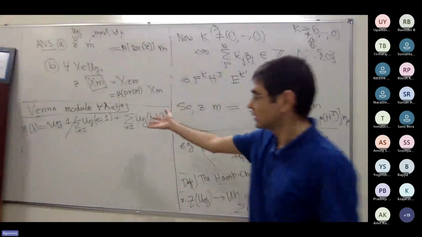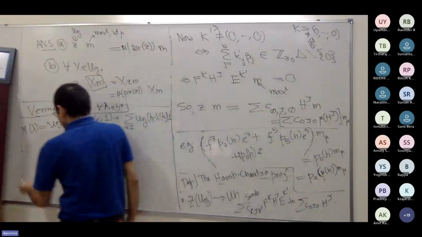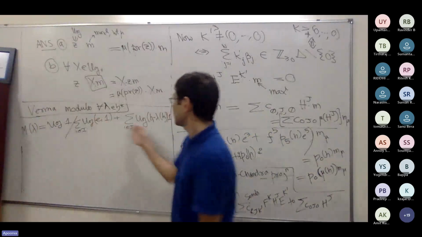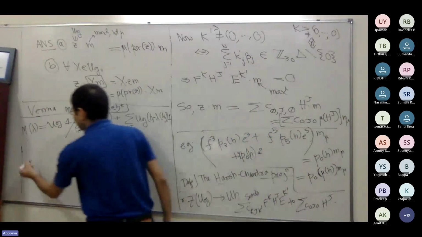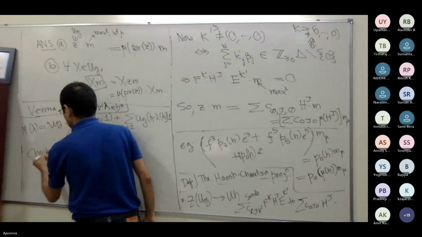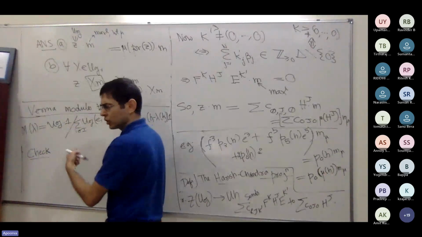And so Ravinder did this, the basic properties of this module, right? So now because of this, you can check by the PBW theorem. And maybe this was already done in the tutorial last time.